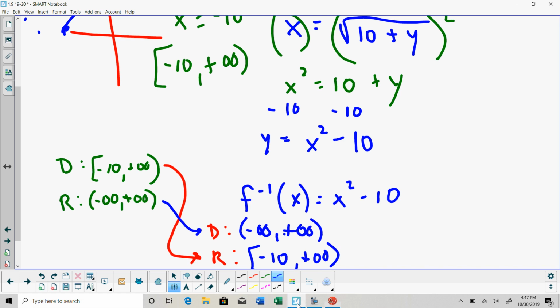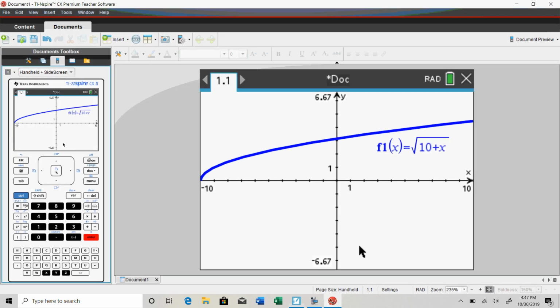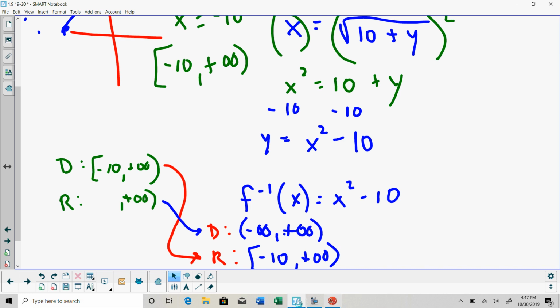So let's fix this with my eraser. I got to fix this right here. My range is how far down does the original function go, how far up does it go, and again we see it just going from a range of 0 up to positive infinity. So this should be, let's fill this in here, this should be 0 to positive infinity.